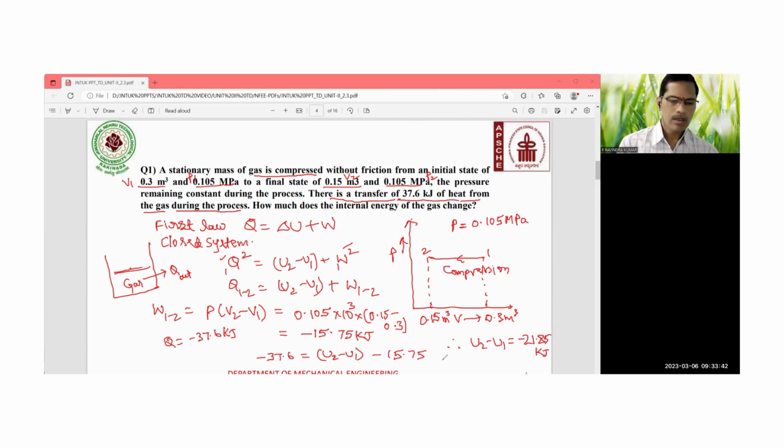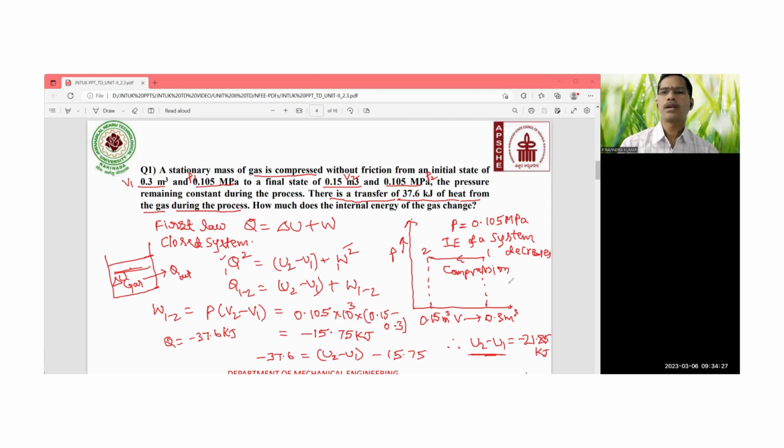So the student has to observe this pattern. What this indicates is that the internal energy of the system is going to decrease. The conclusion you are going to write is that the internal energy of a system decreases. Why? Because the minus sign is there. If it is a plus sign, the internal energy of the system increases. So the internal energy of the gas is going to decrease because of the compression process.